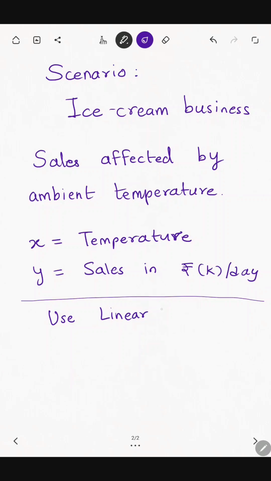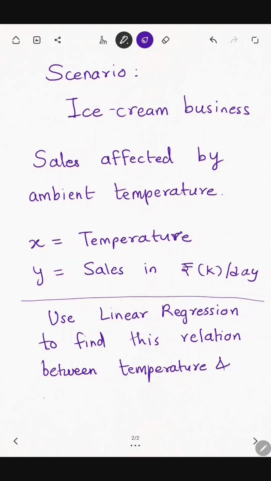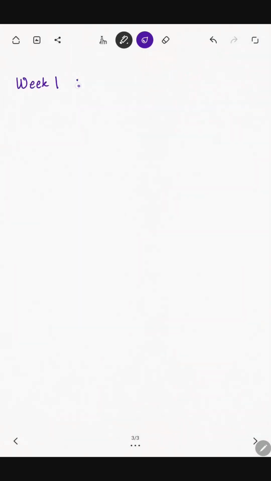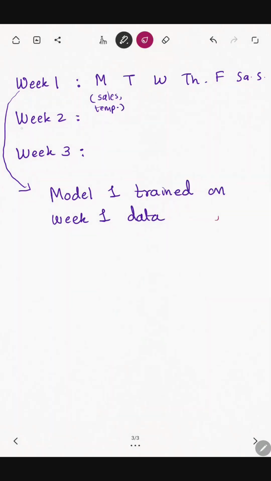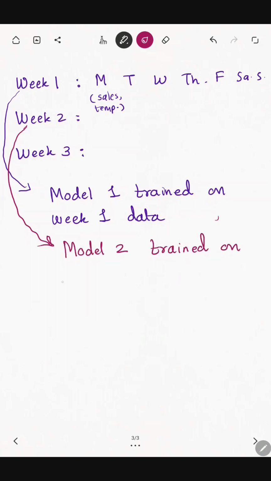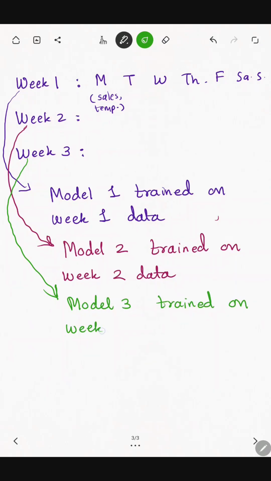We try to fit that model on 3 different weeks. That means we'll note down the temperature and the sales data for all the days in week 1, then again in week 2 and again in week 3. Then based completely on the data of week 1, we'll create a linear regression model. Let's call that model 1. Then based on the data from week 2, we'll create another linear regression model. Let's call it model 2. And from the data of week 3, we'll create a third linear regression model. We'll call it model 3.